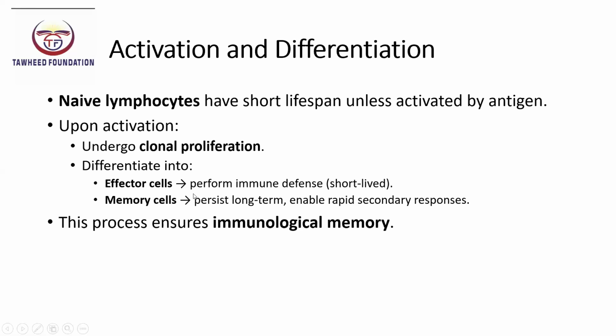Effector cells perform immediate immune defense functions such as antibody secretion or cytotoxic killing. Memory cells persist long-term and enable rapid secondary responses upon re-exposure to the same antigen. This mechanism of activation and memory formation forms the basis of adaptive immunity and long-lasting protection after infection or vaccination.